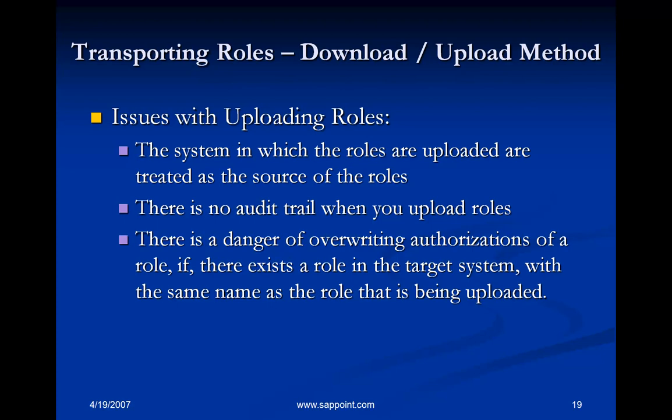Auditors will not know where this role came from because they will not find it in the QA system. If you are using the transport mechanism, after you release the transport, the role gets transported to the QA system and then on to the production system. But in the download and upload mechanism, when you upload the role directly in production, there is no history of how that role came into the production system. So that is the biggest concern, where there is no audit trail to find out how the role came into the production system.